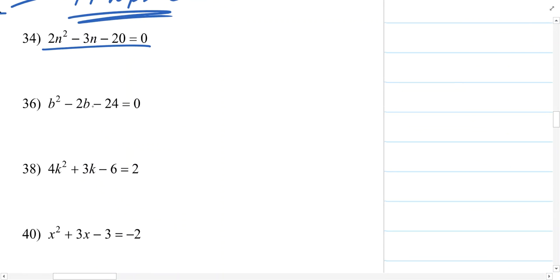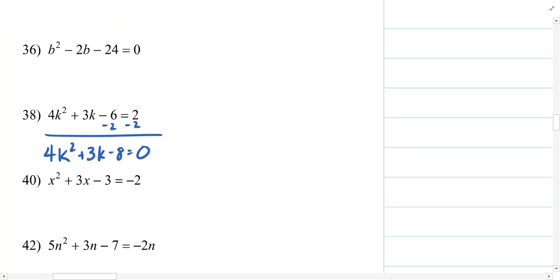Now, of course, with the quadratic formula, we must have a quadratic equation set equal to 0, which we have in 34 and 36. But for a problem like 38, we don't have an equation equal to 0. So the very first thing that I'm going to do is subtract 2 from both sides, and now we do have an equation equal to 0, and it's quadratic. We call these equations quadratic when the largest exponent is 2.